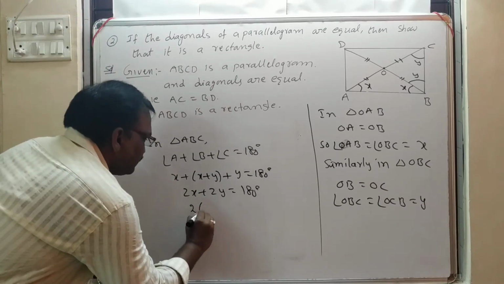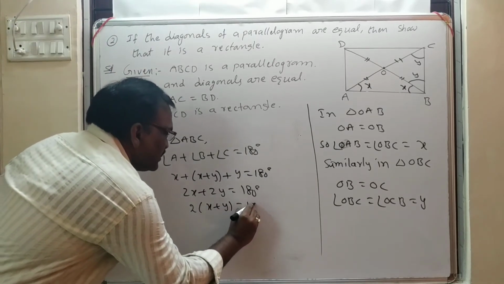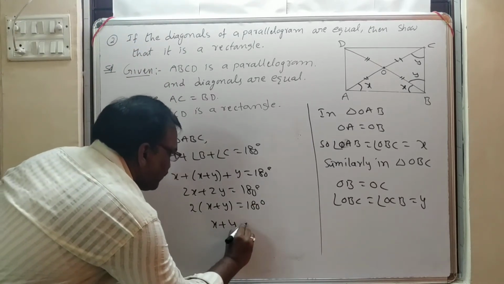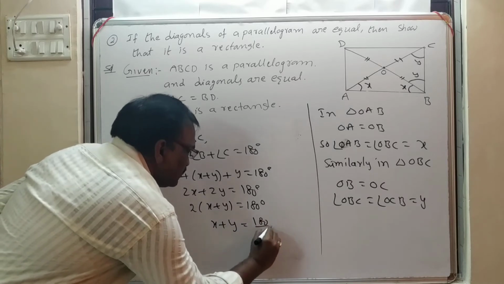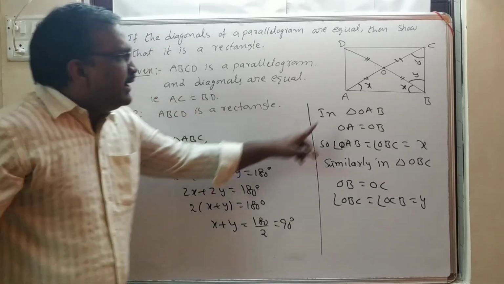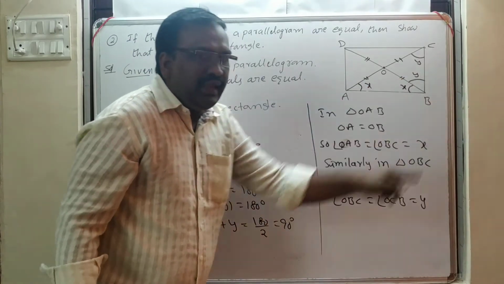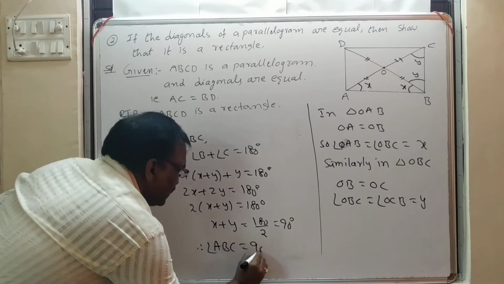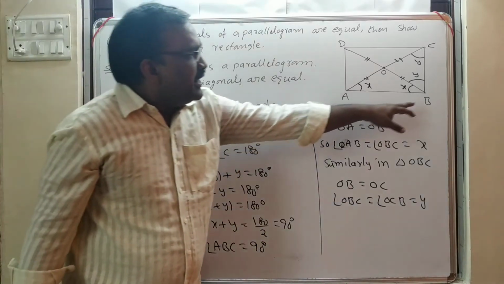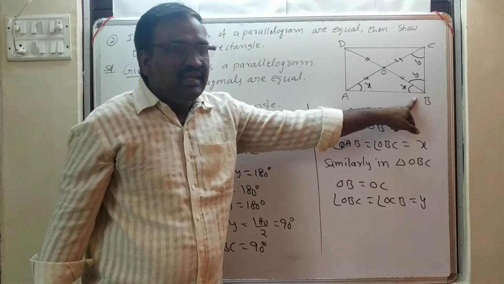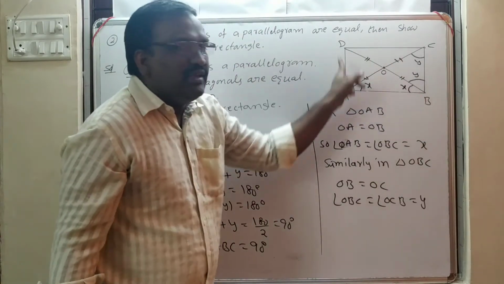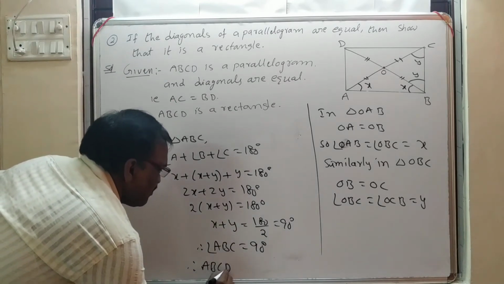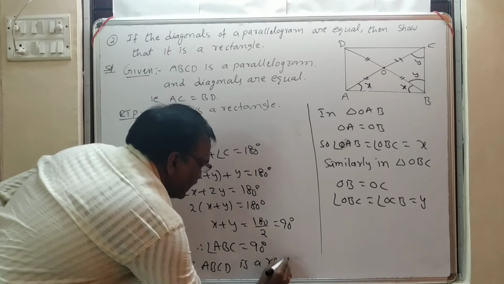Taking 2 common, x plus y is equal to 180 by 2, that is 90 degrees. x plus y is nothing but angle ABC. So angle ABC is equal to 90 degrees. Already ABCD is a parallelogram and one of the angles is 90 degrees. So ABCD is a rectangle. Therefore, ABCD is a rectangle.